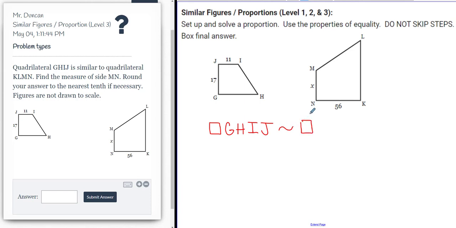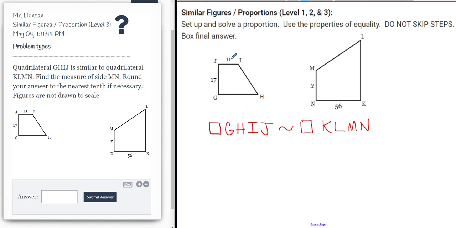Now the order I said was important before. So G corresponds with K. And then H, the second letter, will correspond with L. I, which is the third one, would correspond with M. And lastly, the letter J would correspond with N. So if you can't see what's going on, you could write this similarity statement, and then you could go ahead and set things up. And this is what I mean by set it up.